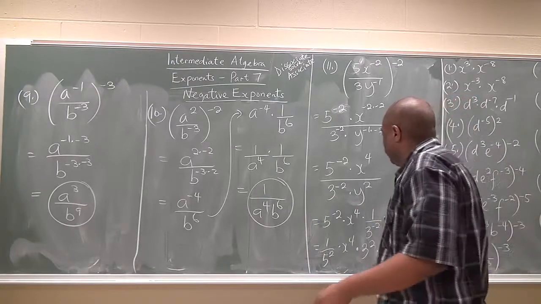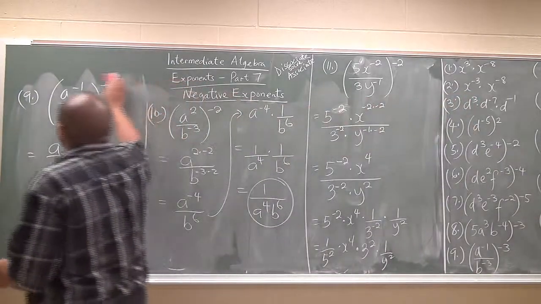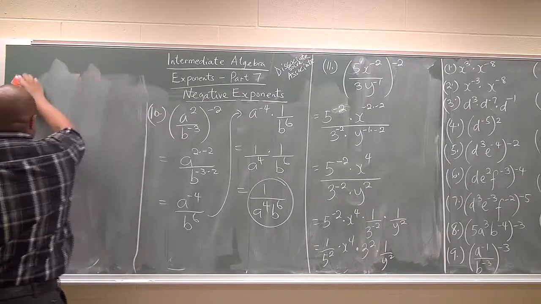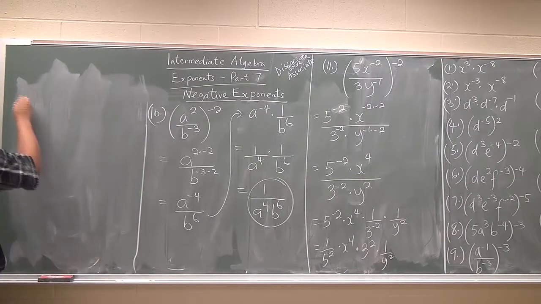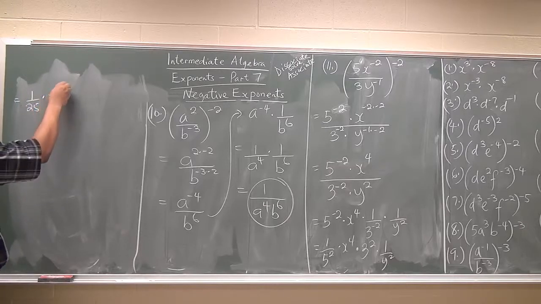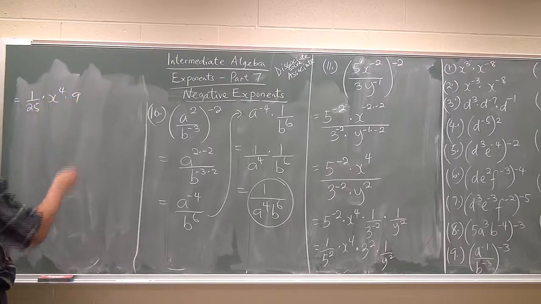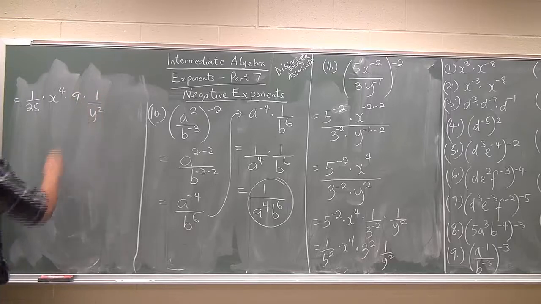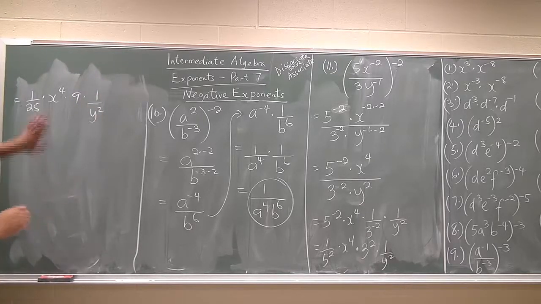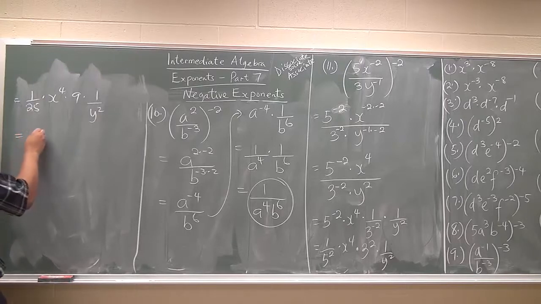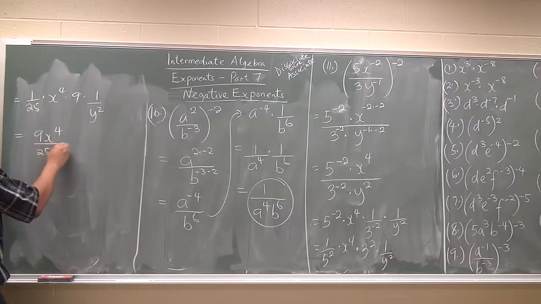So let's finish this. What is it going to give us? That will give us 1 over 25 times x to the 4th times 9 times 1 over y squared. Now let's associate. We finish solving. Everybody has a positive exponent. Let's now associate. This will be 9x^4 over 25y squared.